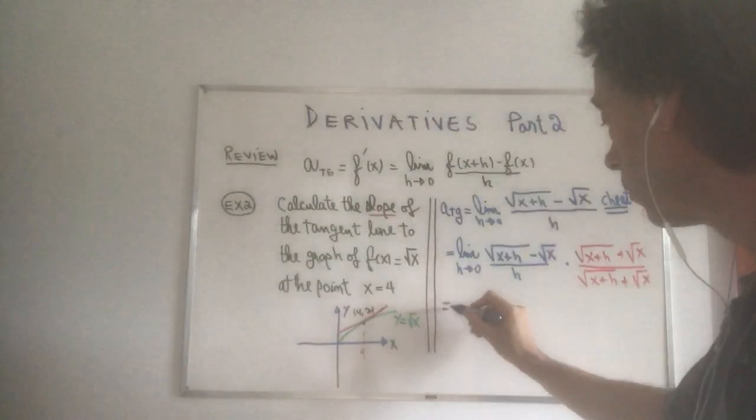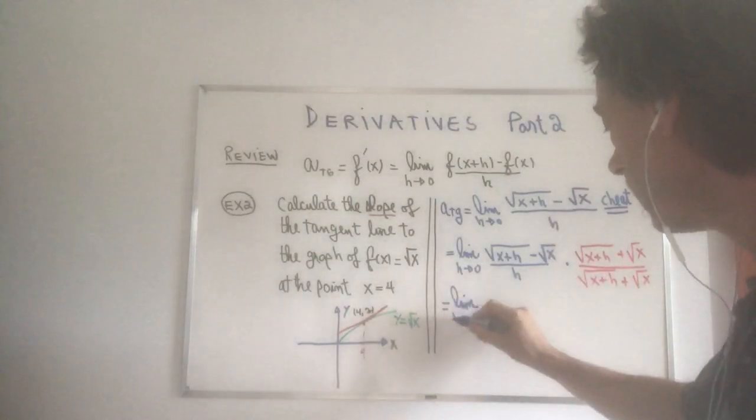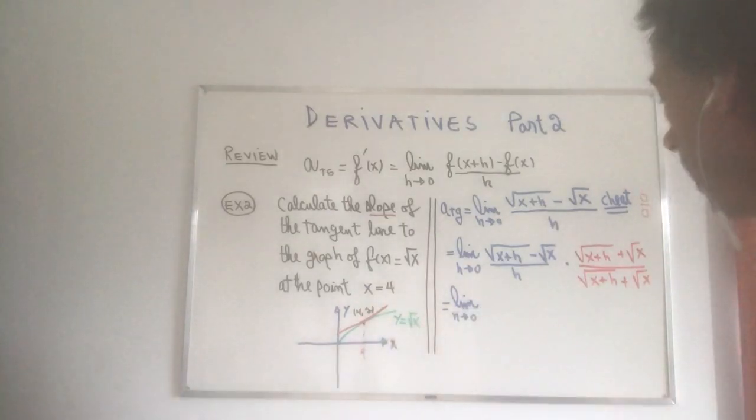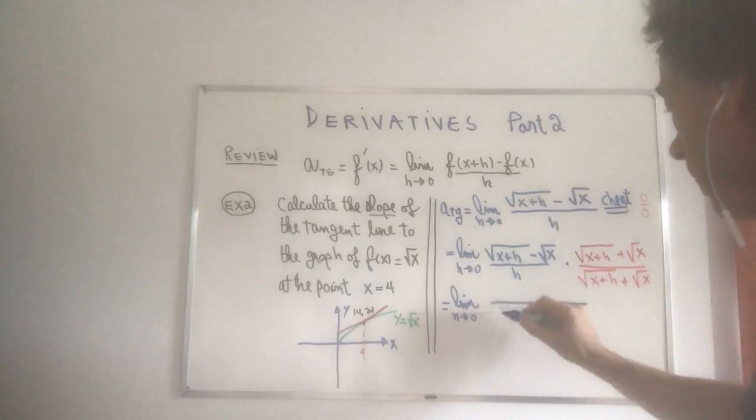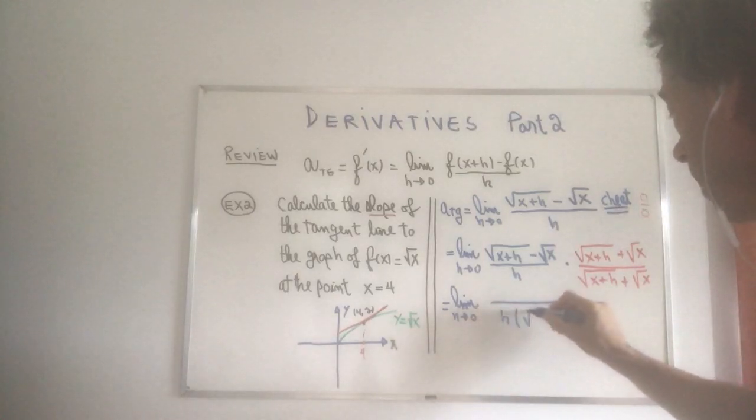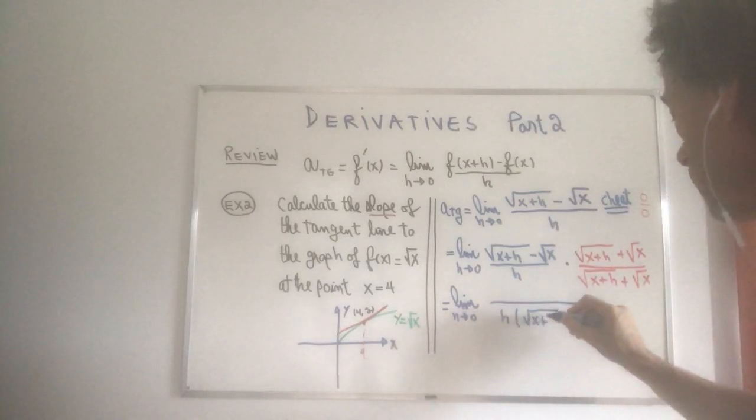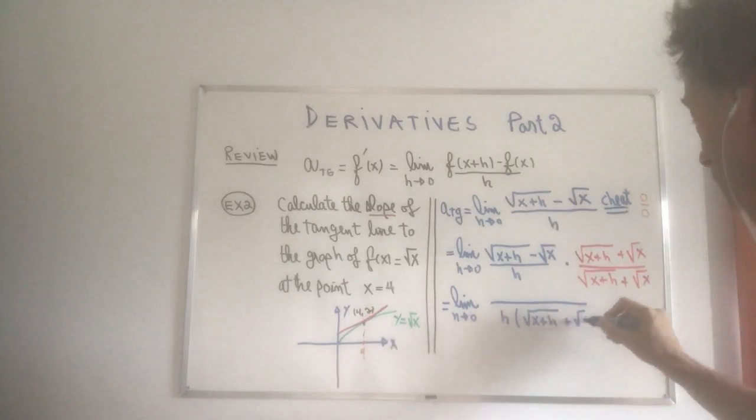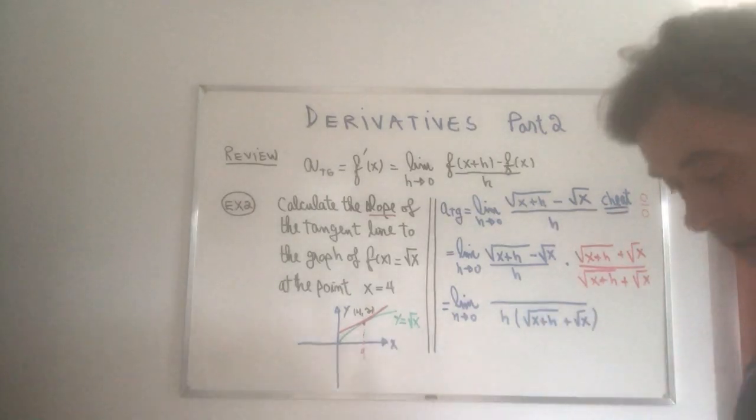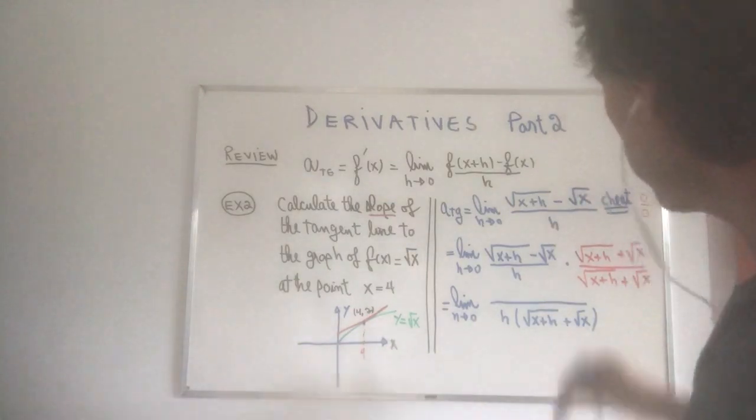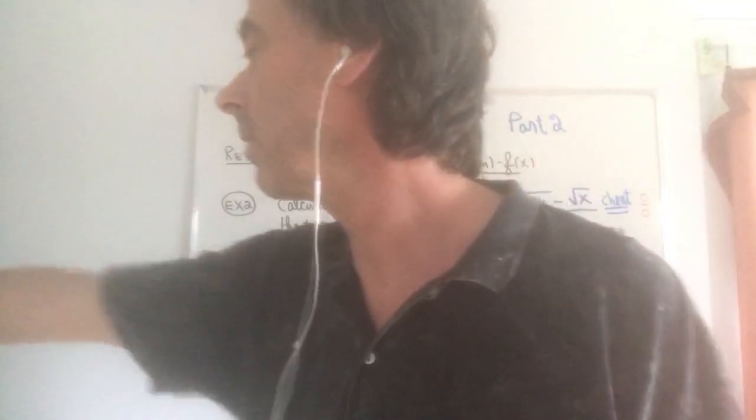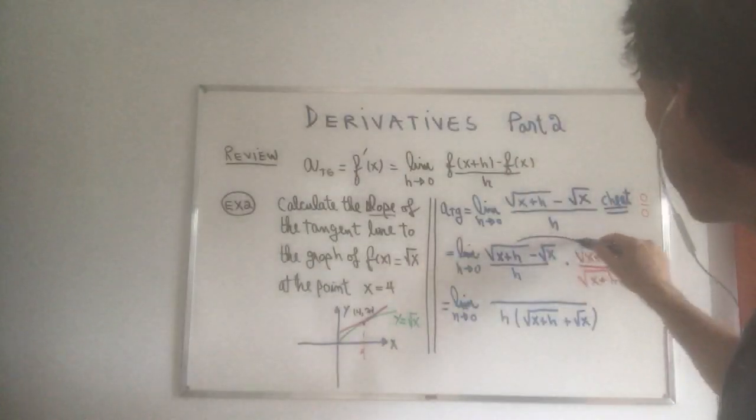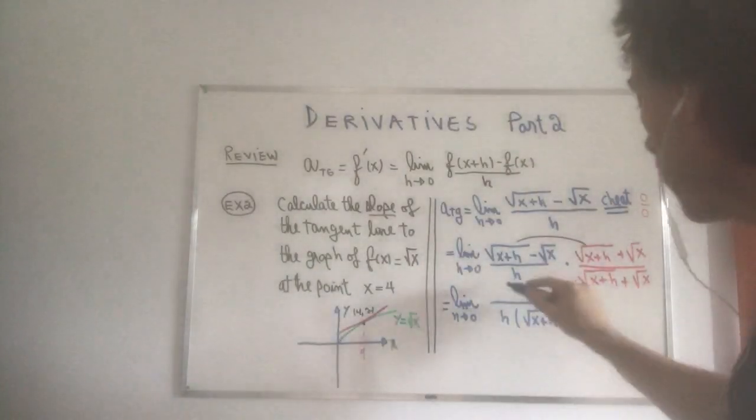We're going to cut to the chase of the algebra here because we know pretty well how this works. So we're going to have here h times the root of x plus h plus root x. And what do we have in the numerator? All right, root of x plus h times root of x plus h. What is that? Clearly, x plus h.